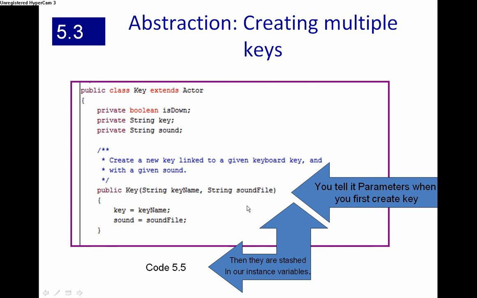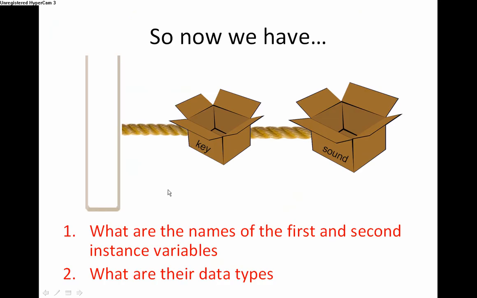But you're going to tell it, as soon as this key is made, hey, here's key name, here's the sound file, and then you take this information passed into our object, and you're going to store them in these instance variables. So you're going to take it out of key name, and stash it into key. You're going to take it out of sound file, and stash it into sound. So now we're going to have something that looks like this.